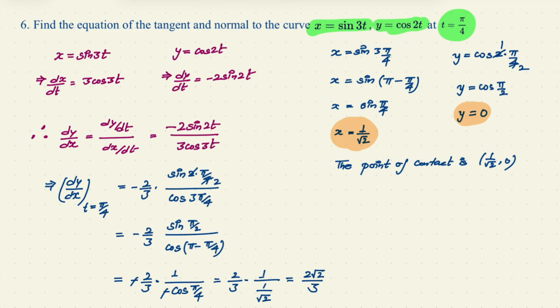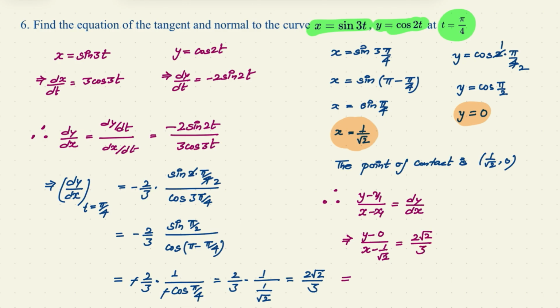Now since I have got the slope of the tangent, we will write the equation of the tangent. Therefore, the equation of the tangent is given by (y minus y1) by (x minus x1) equals the slope of the tangent, that is dy/dx. The point of contact, my x1 and y1, is 1 by root 2 and 0. So putting those values, I will get (y minus 0) by (x minus 1 by root 2) equals the slope of the tangent, 2 root 2 by 3.